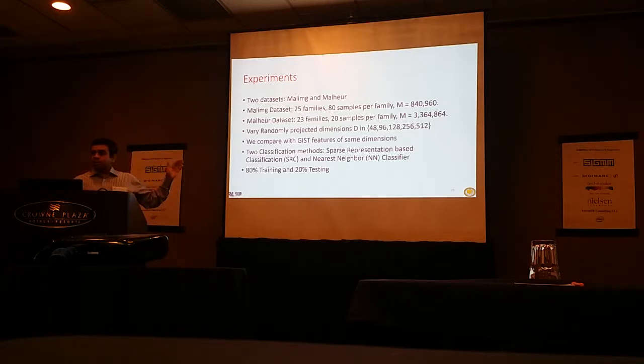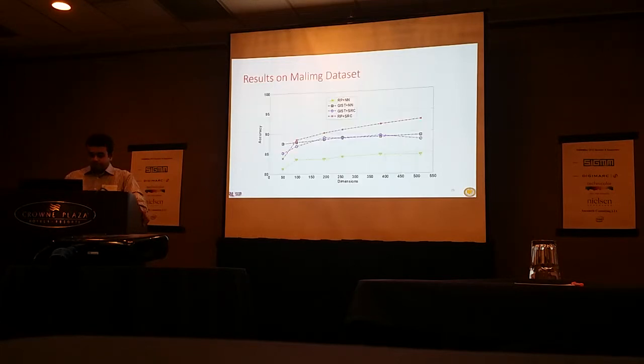And we compare the method with gist features, which I previously explained. For classification, we use two different methods. One is the sparsity-based classification, which I explained in the previous slide. The other one is nearest neighbor, which was used previously for gist features. And we use 80% for training and 20% for testing on both data sets.